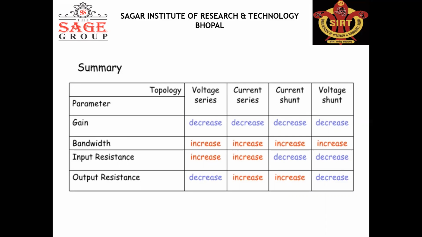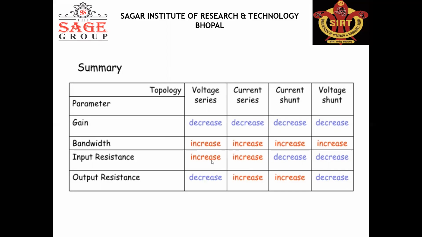of each topology. In voltage series, gain is decreased. Since a negative feedback amplifier is used in each topology, we know that the gain of a negative feedback amplifier always decreases. So whether we use voltage series, current series, current shunt, or voltage shunt, the gain in each topology will decrease because we use negative feedback. Again, bandwidth increases. In a negative feedback amplifier, the bandwidth always increases.